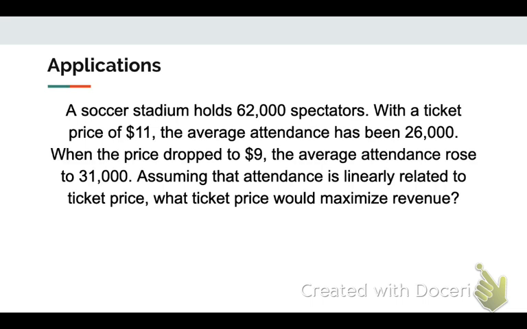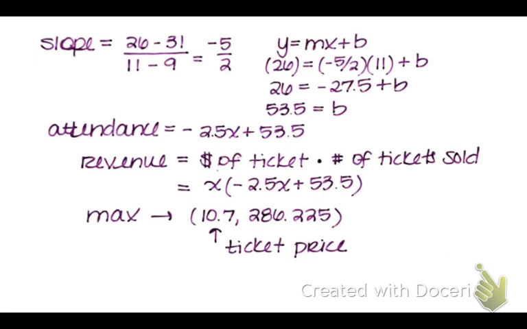So we actually have to start with this linear relationship. To find the slope, we find the slope between those two points, making sure again that I have the correct attendance number with the correct ticket price. So the slope would be -5 over 2. I need to find the equation of that line. So I use slope-intercept form, plug things in, and solve for the y-intercept. So attendance is given by the equation -2.5x plus 53.5.